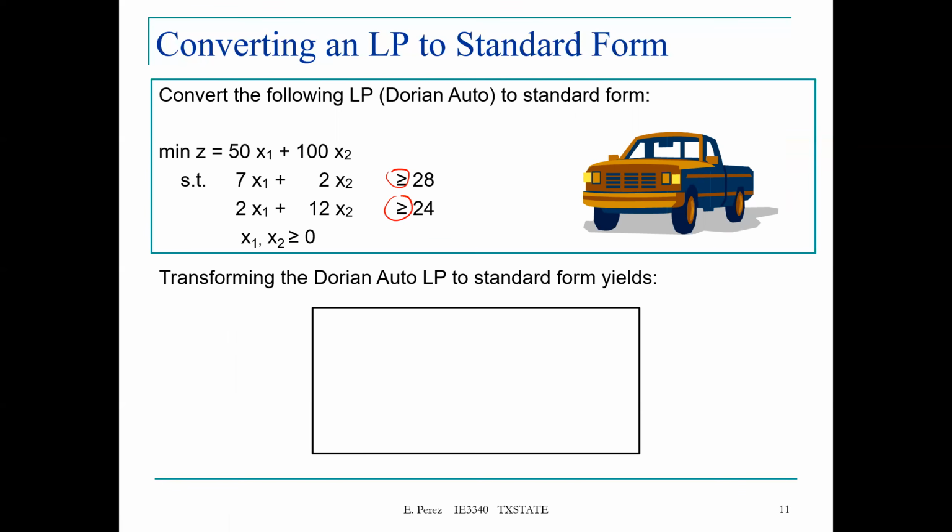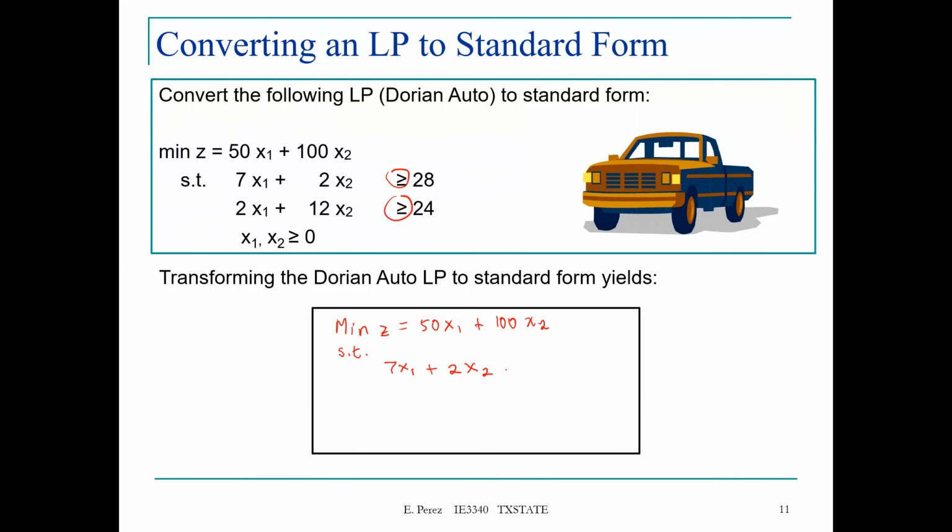So we are going to transform the auto LP to standard form. Our problem is a minimization problem. Minimize Z equals 50 x1 plus 100 x2. And then we have two constraints, so this is subject to 7 x1 plus 2 x2.